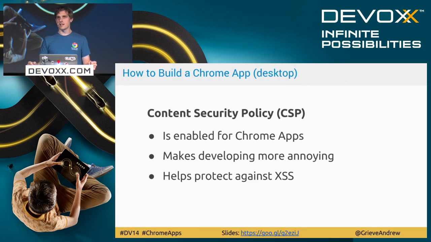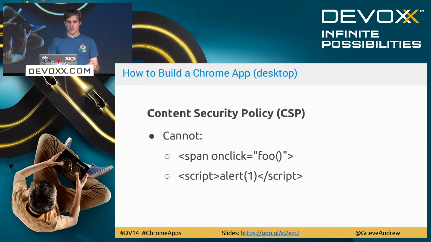Here's the other gotcha that I think gets most people when they're first starting into developing a Chrome app, and that's content security policy, CSP. It's a fairly recent web technology that's available on the open web. You enable it via some response headers from your server. But for Chrome apps, there's no server involved, and it's enabled by default. And it makes developing more annoying. But it protects against cross-site scripting attacks, and so it's actually worth the pain. And so it's not the end of the world.